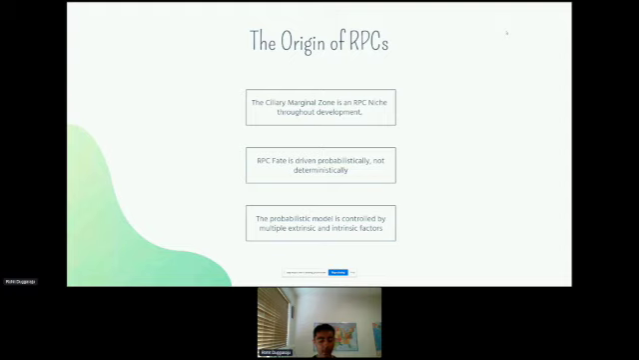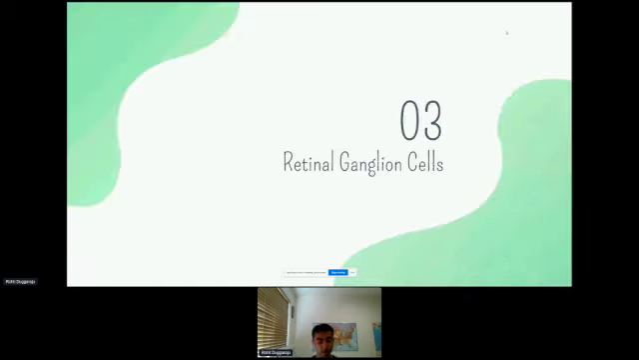This means that there's a set probability for RPCs to differentiate into a certain type of cell. All right, so to recap, this little retinal progenitor cell we followed has been created, pushed to the center of the retina, and differentiated. This differentiation is controlled through probability mechanisms. Now, let's say it differentiated and is now a retinal ganglion cell.